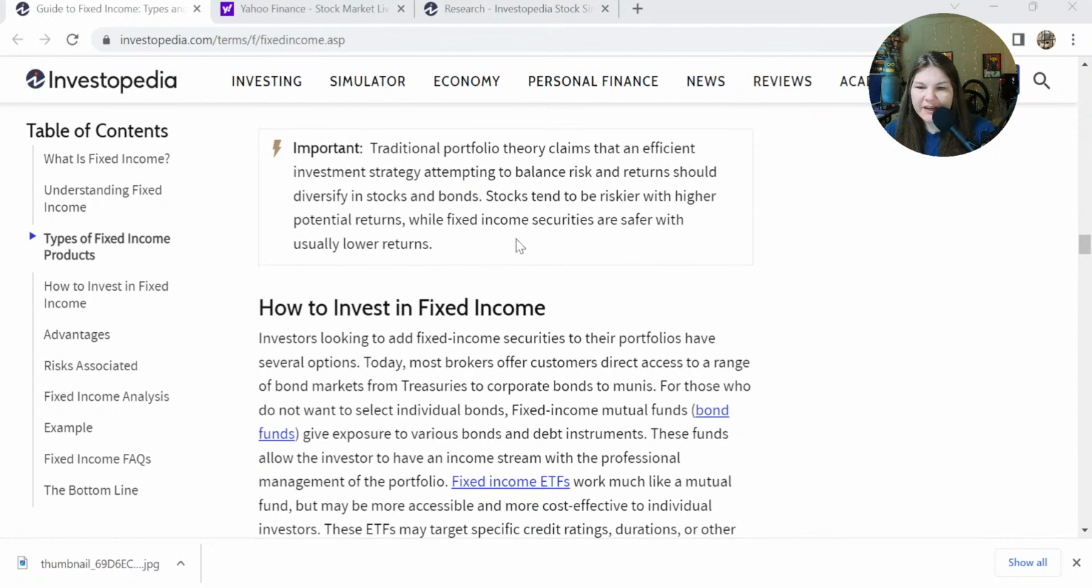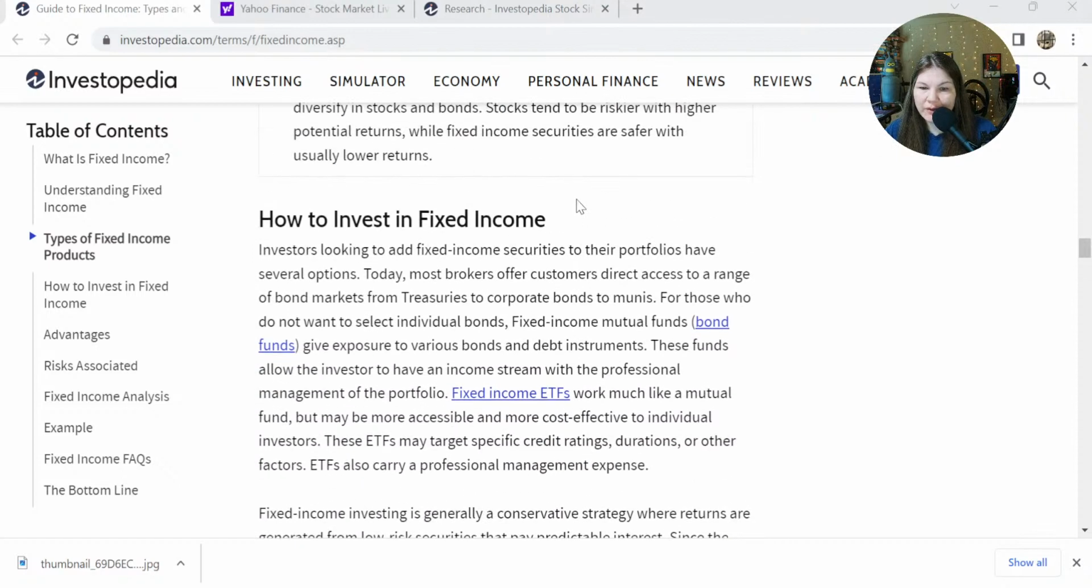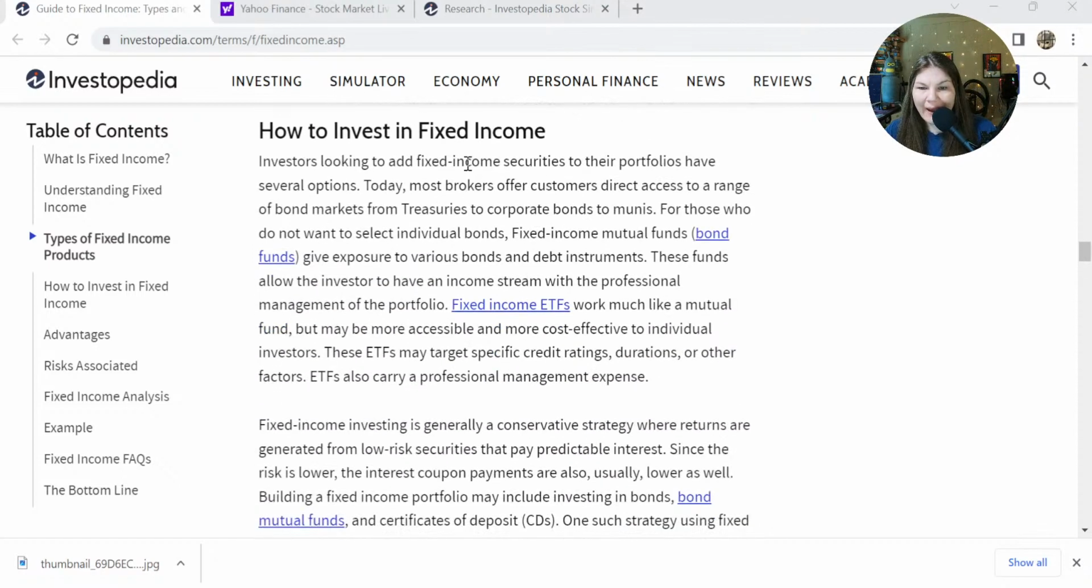Traditional portfolio theory claims that an efficient investment strategy attempting to balance risk and returns should diversify in stocks and bonds. Stocks tend to be riskier with higher potential returns, while fixed income securities are safer with usually lower returns. How to invest in fixed income. Investors looking to add fixed income securities to their portfolios have several options. Today, most brokers offer customers direct access to a range of bond markets, from treasuries to corporate bonds to munis.